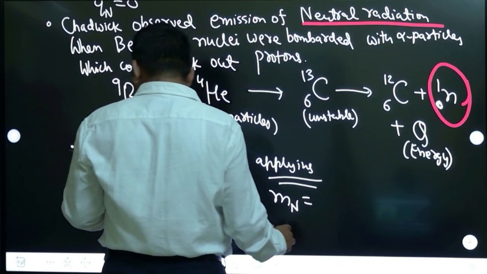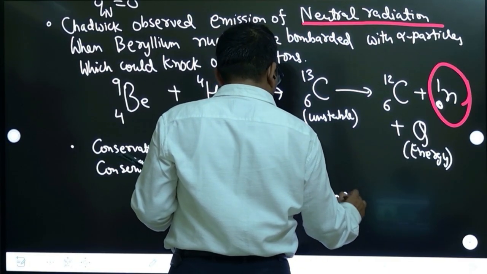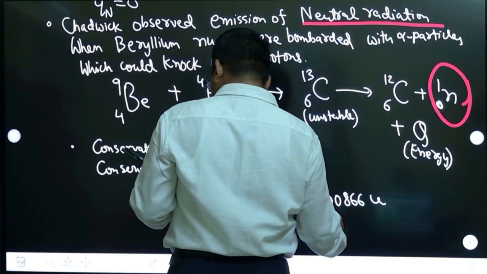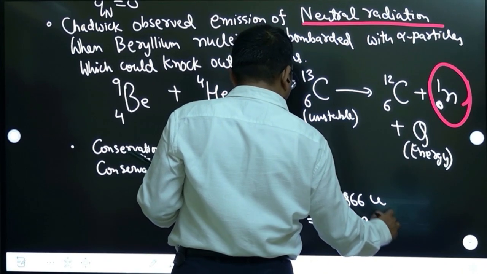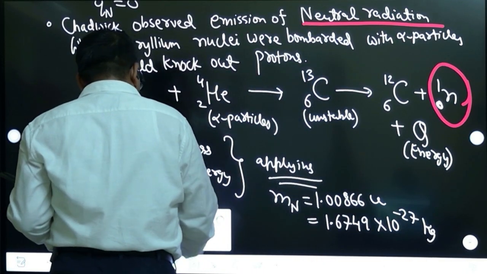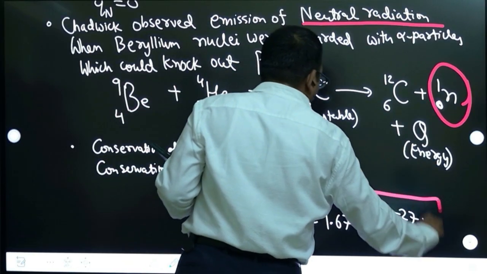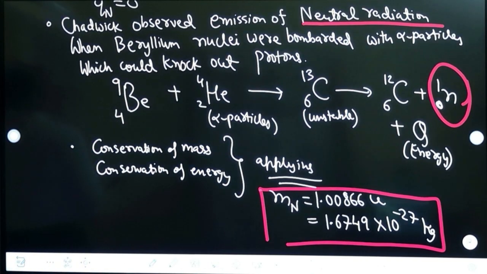He calculated the mass of neutron nearly 1.00866 atomic mass unit, which is nearly 1.6749 into 10 to the power minus 27 kg. Remember, mass of neutron, if they ask anybody now in this chapter, you must know up to 4 digits. 1.6749. And what is mass of proton? Remember 4 digits.